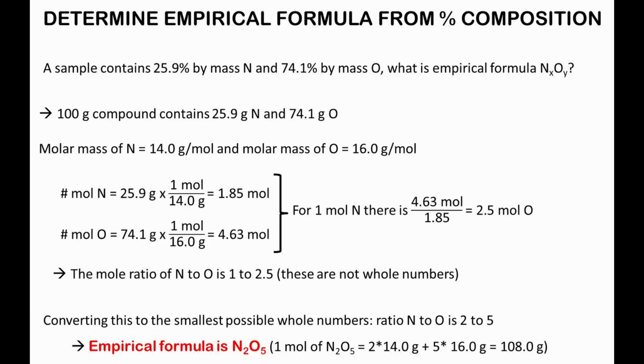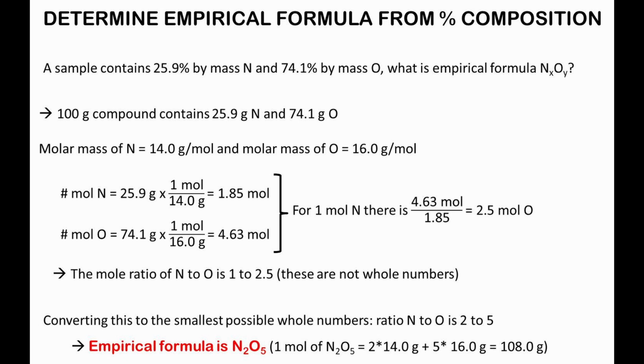Exercise. A sample contains 25.9% by mass nitrogen and 74.1% by mass oxygen. What is the empirical formula? Since we are dealing with percent composition, let's assume that we have 100 grams of the compound. The molar mass of nitrogen is equal to 14.0 grams per mole and the molar mass of oxygen is 16.0 grams per mole. So, we have 1.85 moles of nitrogen and 4.63 moles of oxygen.